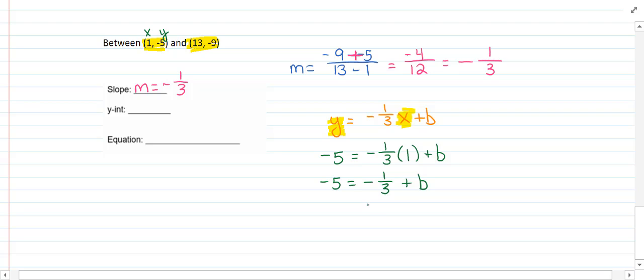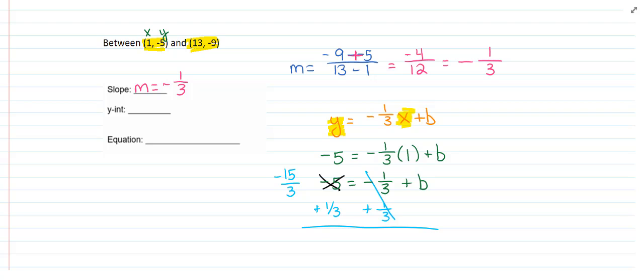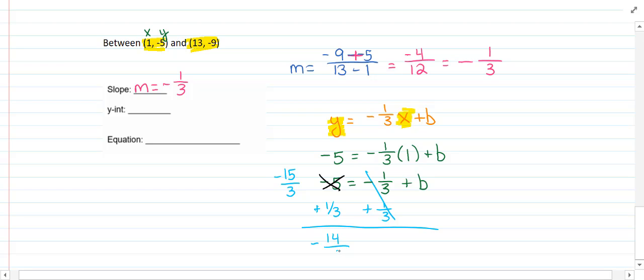And now to get b by itself, I'm going to add 1/3 to both sides. And remember, when we add fractions, they have to have common denominators. So I could rewrite negative 5 with a denominator of 3 as negative 15/3. Negative 15 divided by 3 is negative 5. So now I can add negative 15/3 plus 1/3. That's going to get me negative 14/3 as the b value.